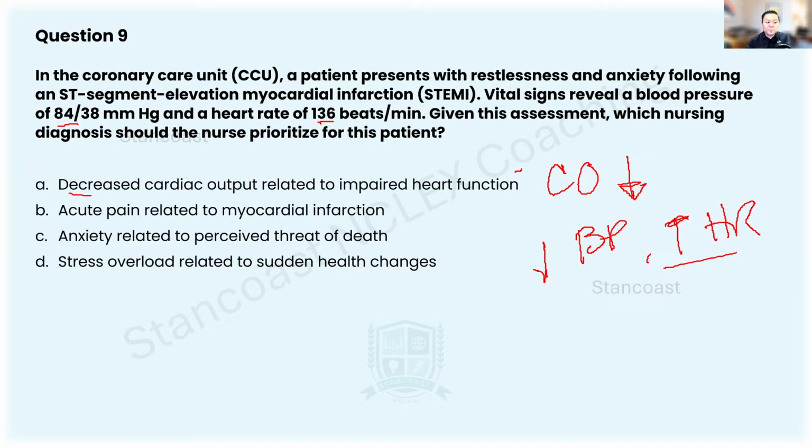So what about letter B? Acute pain related to myocardial infarction. We're going to address that right there and then when the patient's pain is present, okay? But according to the data, the blood pressure is already low, 136 with a heart rate. Yeah, that simply means the patient has the malfunction. The cardiac output is poor this time. I'm not going to even expound the other ones here.